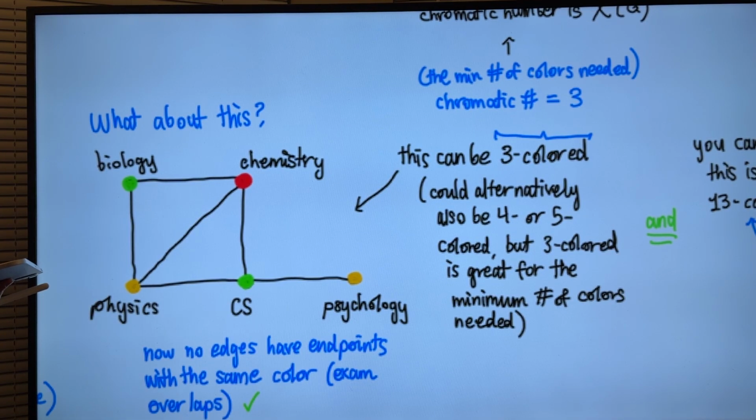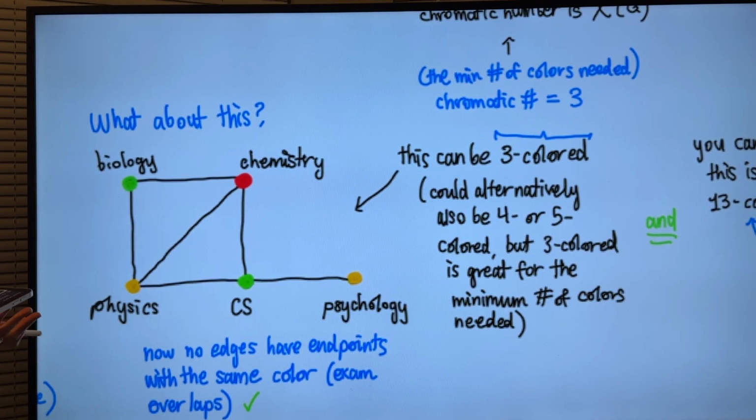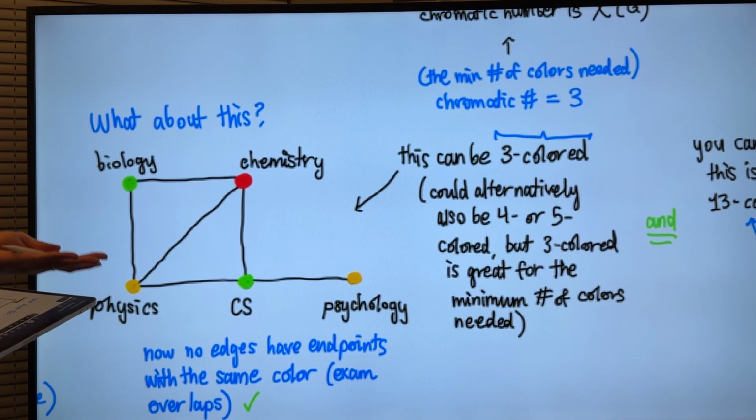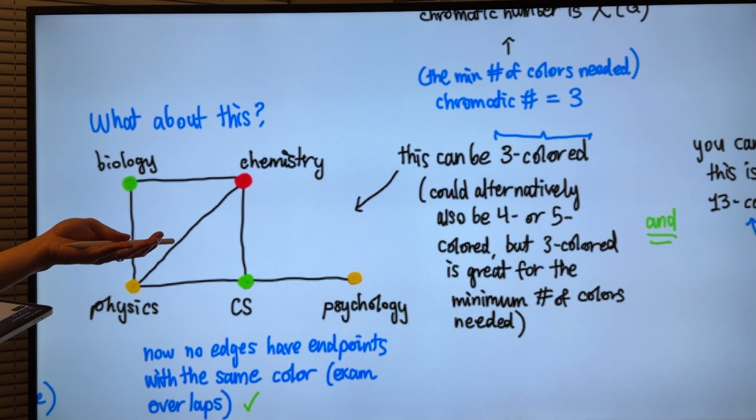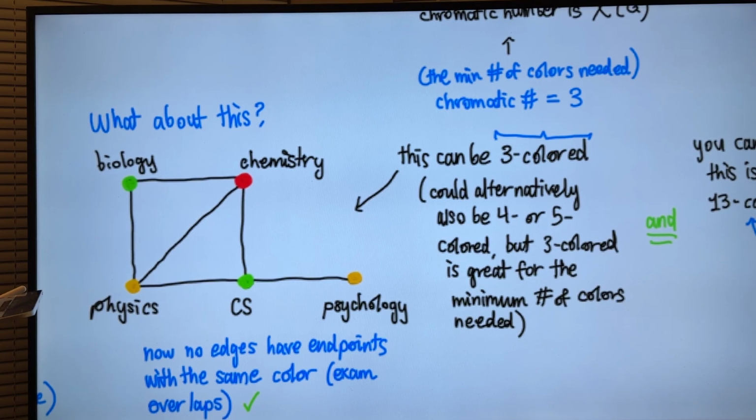You could alternatively, again, use maybe 4 colors. Maybe you have a palette of 4 colors to pick from, or 5 colors, but you only end up using 3. That's okay. You can still say this was 4 colored, this was 5 colored, because it doesn't mean you're using all of those colors. But ideally, you do want to find the minimum number that you need, so you don't have to go crazy with the color palette or with the time slot differences.